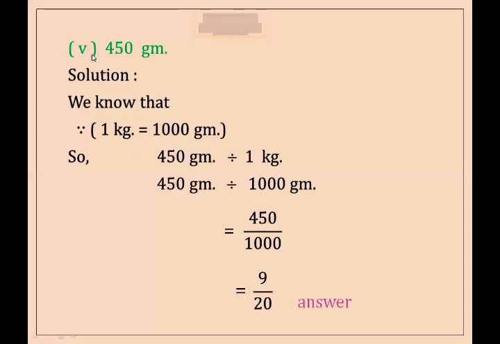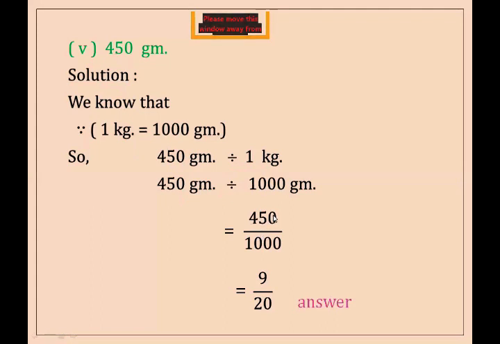Okay students, from the same exercise and same question, we have the fifth part, which is 450 grams. Solution starts here. We know that 1 kg is equal to 1000 grams. So 450 grams is divided by 1 kg, that is, 450 grams divided by 1000 grams. Here we have to write this into a fraction form: 450 divided by 1000.